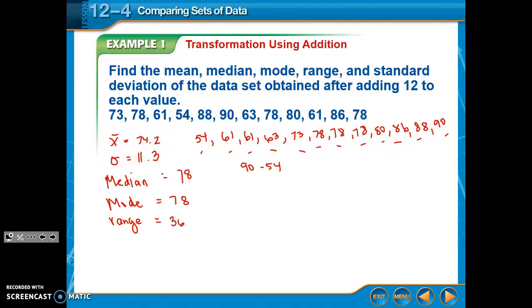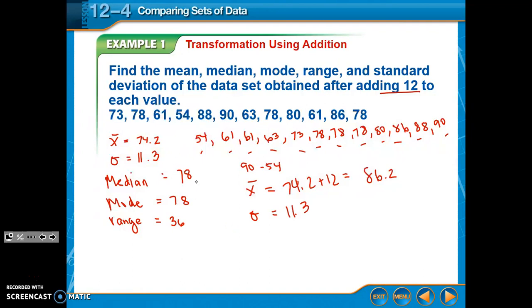Okay, so according to what those directions just said, if I want to know what the new mean, median, range, mode, all of these things are going to be after adding 12 to each of my numbers, and I already know all the information for this one, that means my average, my mean, is going to increase by 12. So my new x bar is going to be 74.2 plus 12, or 86.2. My standard deviation doesn't change. So I'm going to leave my standard deviation as 11.3.